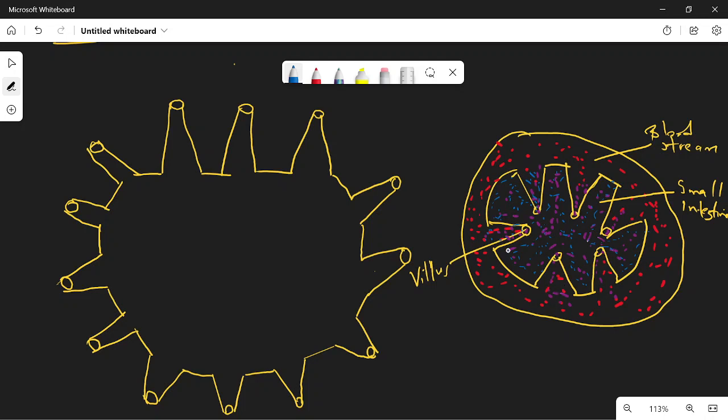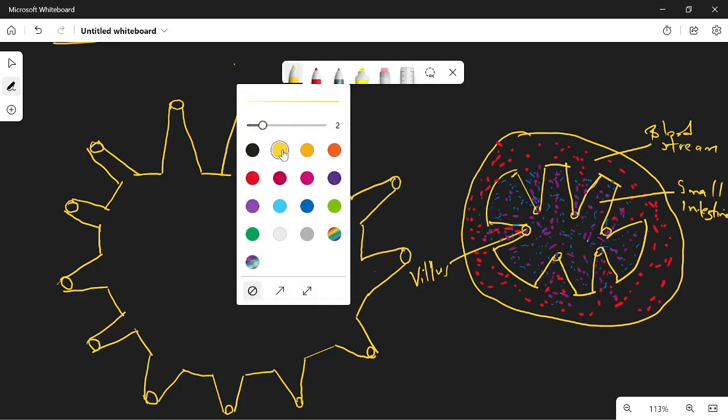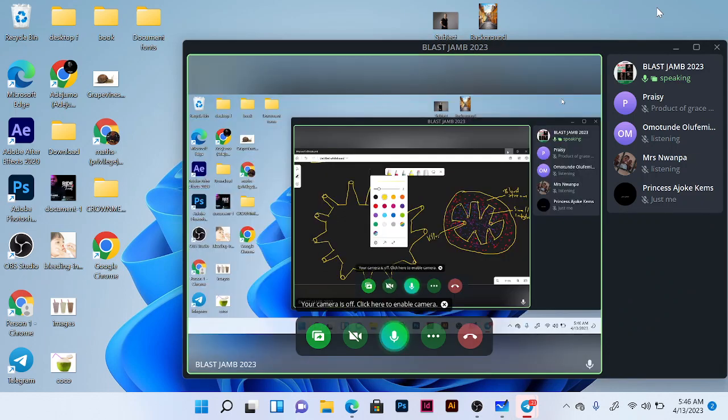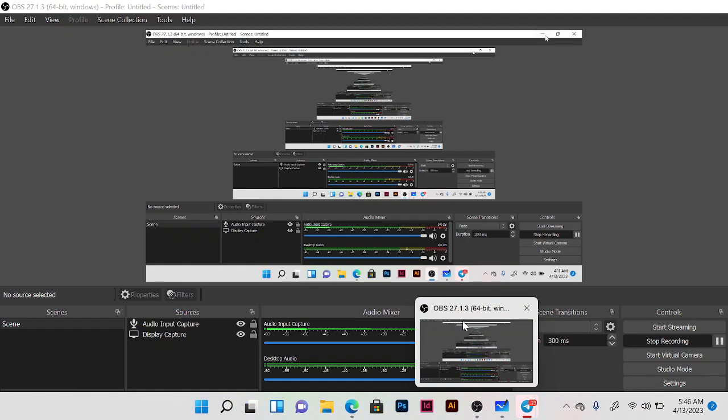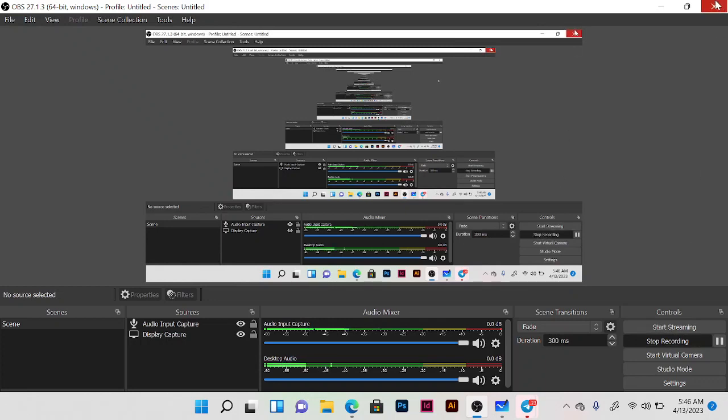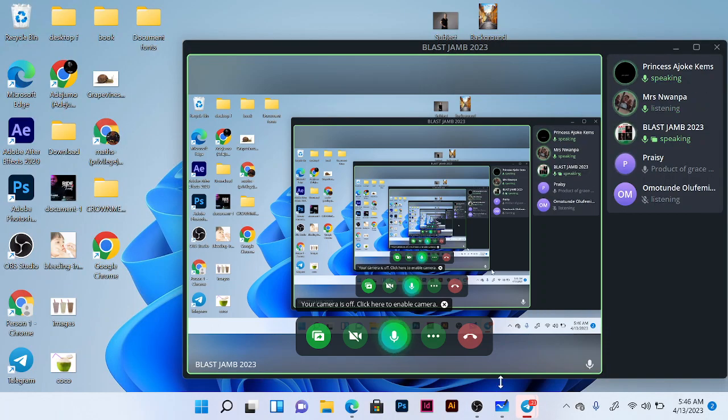So that's the second process that happens in the small intestine. The first one is that digestion ends in the small intestine, and secondly, we have absorption taking place. Are we together? Yes, sir. Okay. All right.